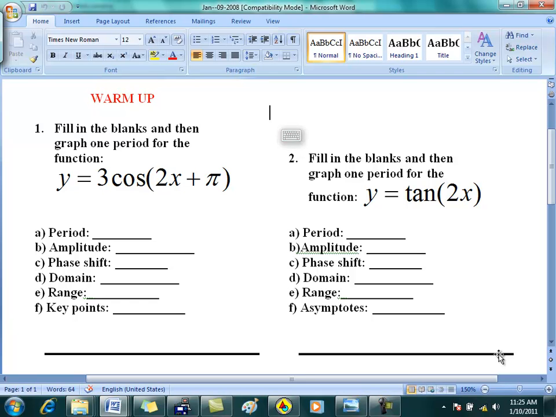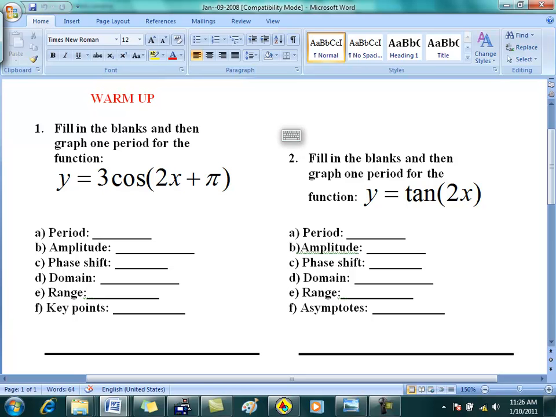Period is pi over b, b is equal to 2, so in this case it is pi over 2. Amplitude, there is no amplitude for tangent. Not applicable, because tangent's not going between 2 values. It's not like it's going in plus or minus 3 or plus or minus 5. Tangent goes on and on and on. It never bounces back and forth. So there is no concept of amplitude in the tangent. Phase shift in this particular problem is 0, because you would say 2x equals 0, x would be 0, so phase shift is 0.